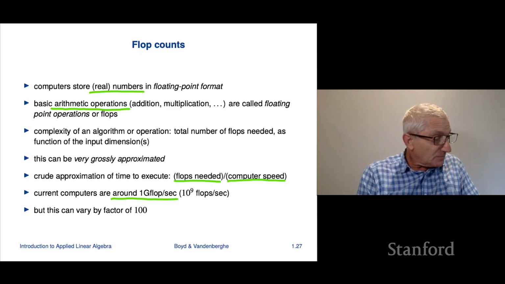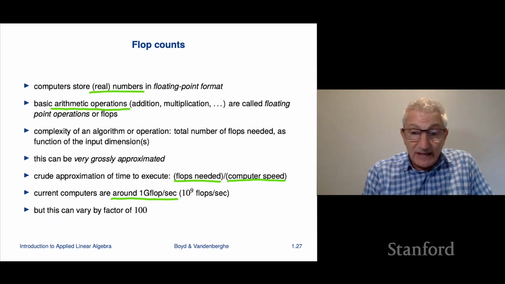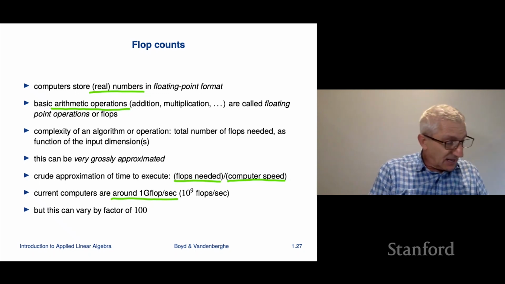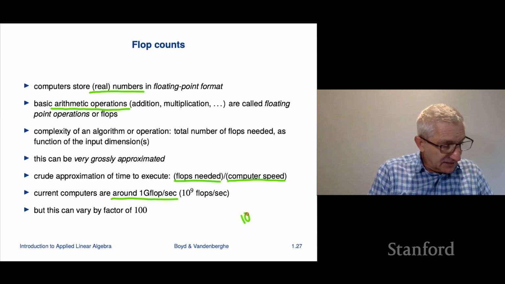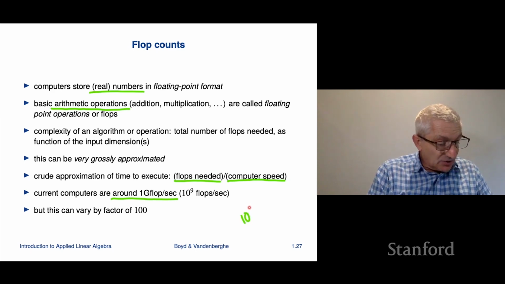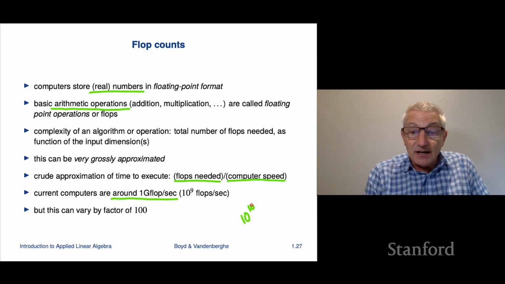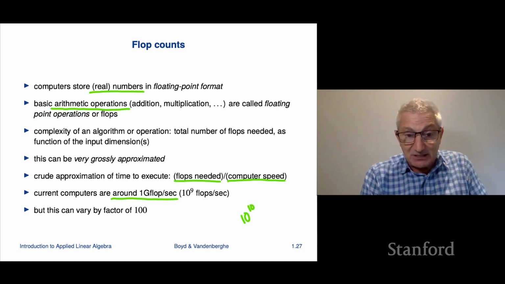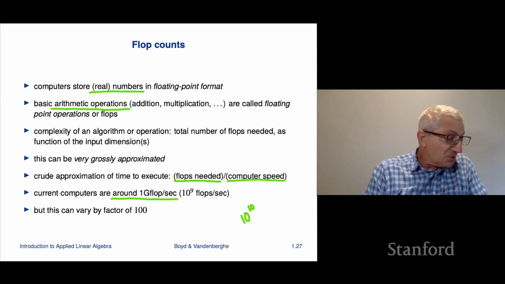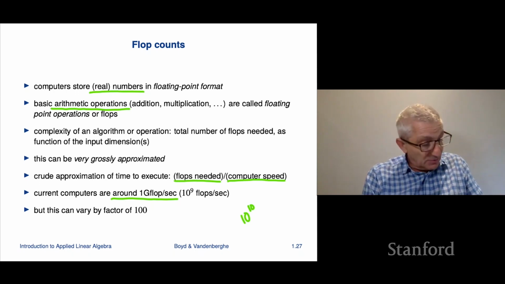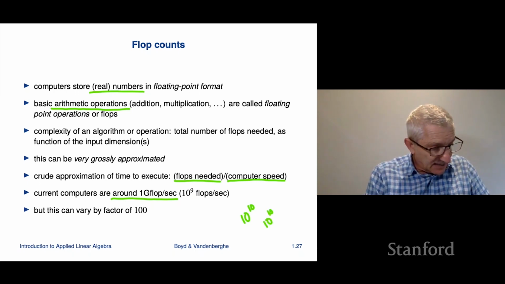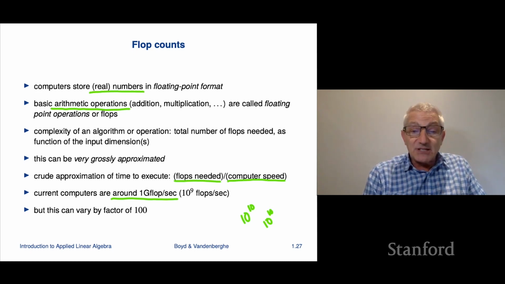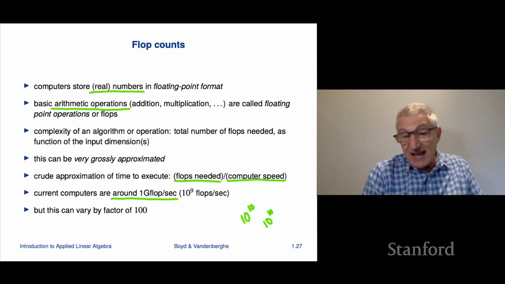So let's just do a quick example. Let's say you have an operation that's going to require you to do 10 to the 10 floating point operations. That's a lot, right? That's 10 billion. On a typical computer, let's make it a 10 gigaflop computer, that means it can carry out 10 to the 10 flops per second. And so we would guess that that's going to take about 1 second on that computer.